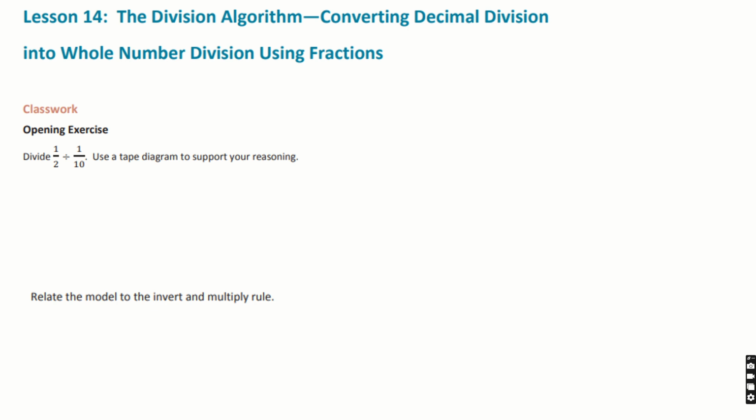All right. For lesson 14, we're looking at an algorithm. We're converting decimal division into whole number division by using fractions. And remember, a fraction just means we've got a number on top and a number on bottom. That line in math always means divide, right? So it's the same. A fraction is a division problem. It's just a different way of representing and writing it.